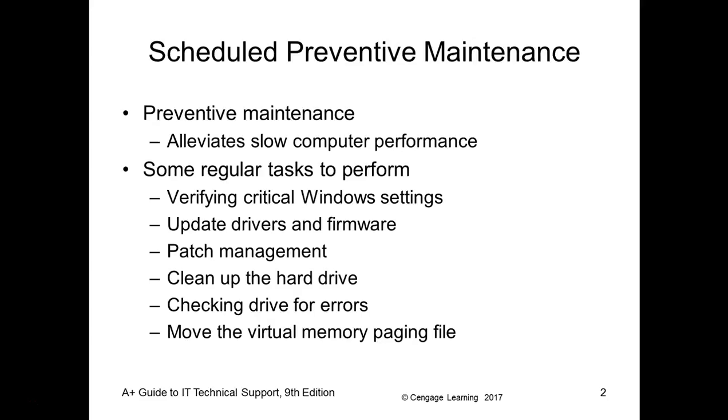But one of the ways to prevent this from occurring is to perform this preventative maintenance. This is something you can do like once a quarter, at least twice a year, to make sure that your computer runs as optimally as possible. Some of the tasks that are included are looking at the Windows settings, updating device drivers and firmware, patch management, cleaning up the drive, checking the drive for errors, and moving or manipulating your virtual memory paging file. So let's look at each one of these.